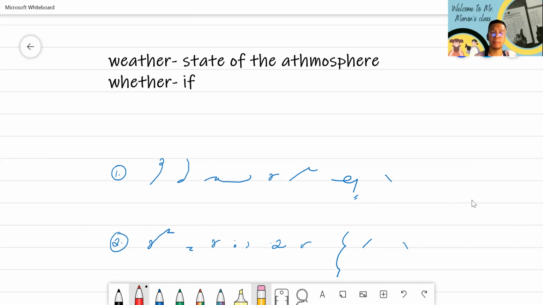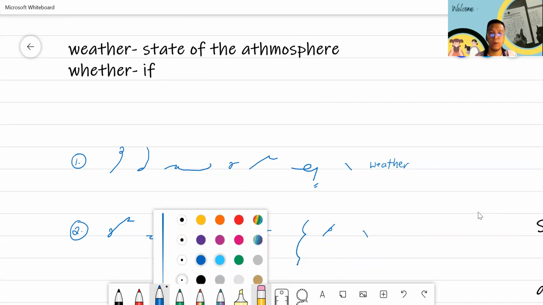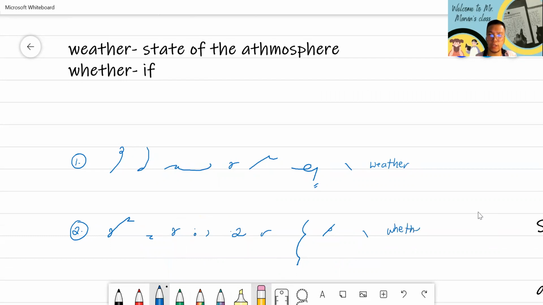So let's have an example. Number one, we have: very cold weather during March. So most probably we're talking about a state of the atmosphere, the WEATHER, which could be windy, snowy, just like that. Then we have the next example: we do not know whether he is aware of the published date. So we are talking about a contradiction. So most probably we're talking about the WHETHER, not the weather symbol.